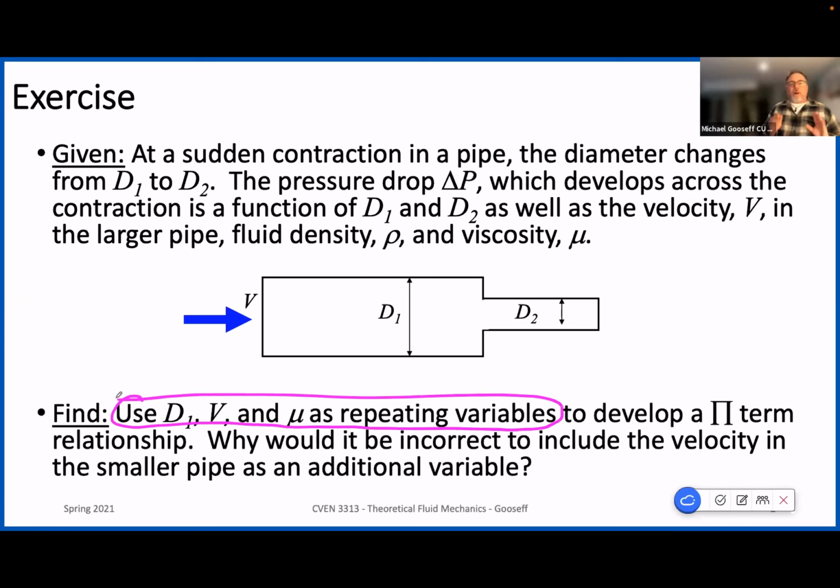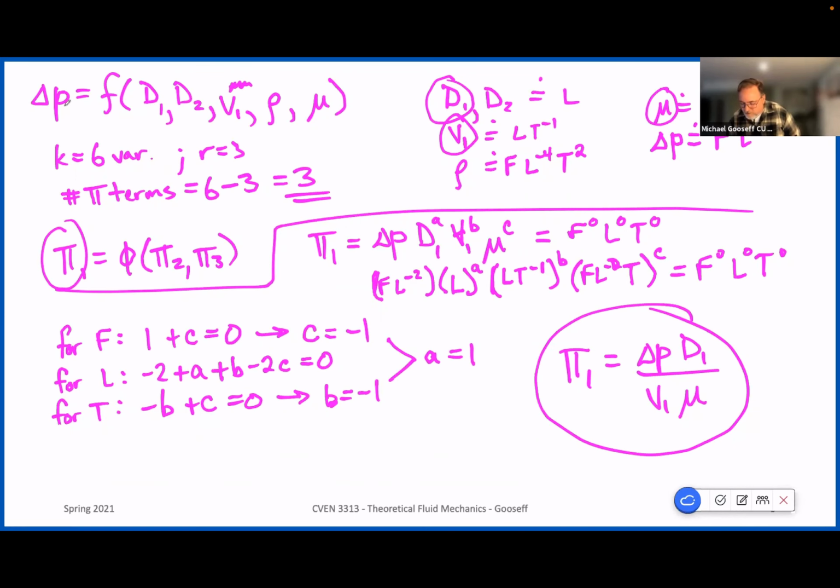Gotcha. One of the things that I think is super confusing myself is to try to identify the repeating variables. So those are always going to be given to you. And so, in this case, what did we have? In this case, we had delta P, D1, D2, V1, rho, and mu. We know that D1, V1, mu are the repeating variables. So each of our pi terms will have to include them; delta P is non-repeating, D2 is non-repeating, and rho is non-repeating. Okay. Yeah, that makes sense.